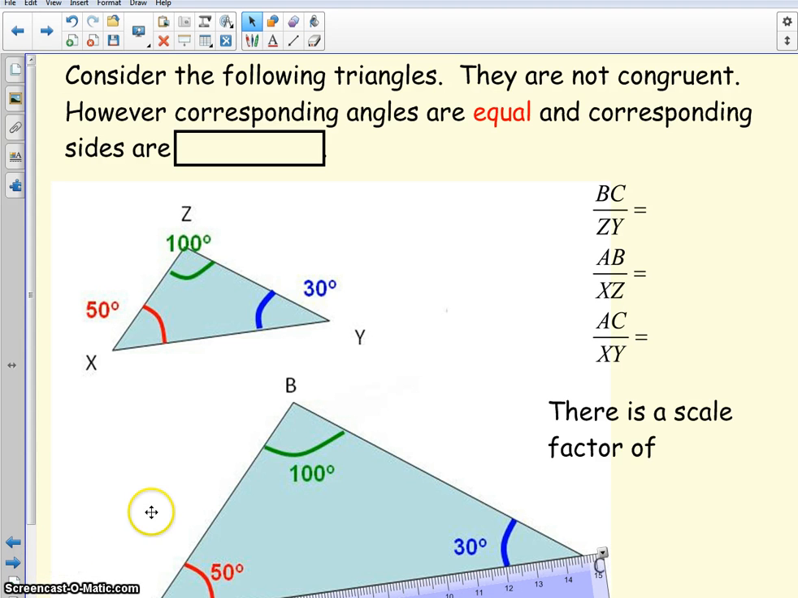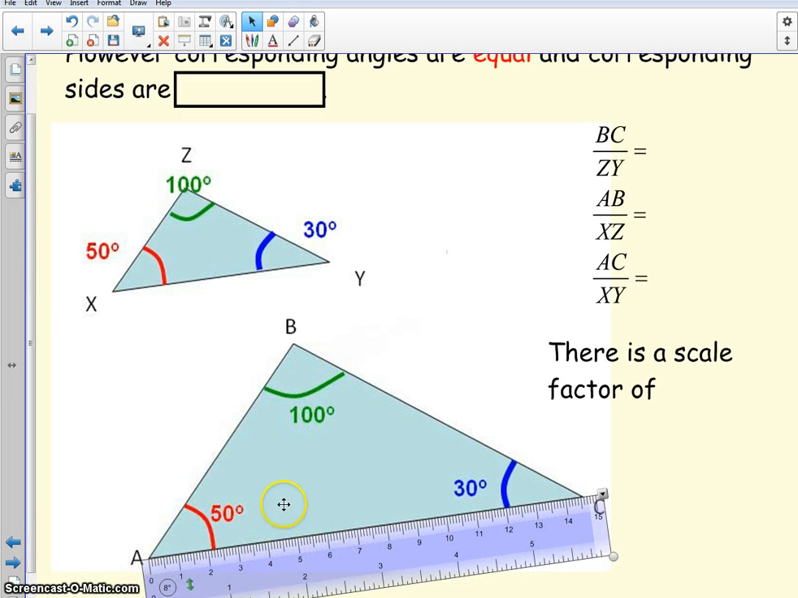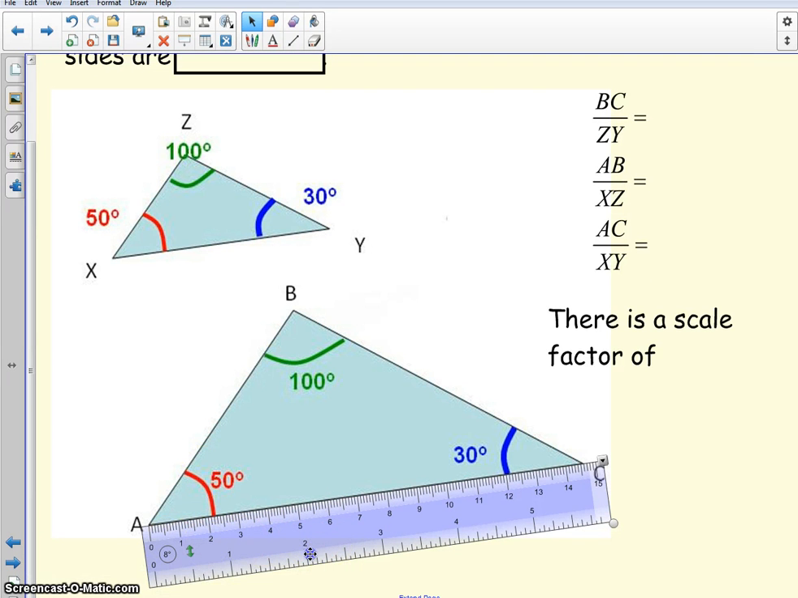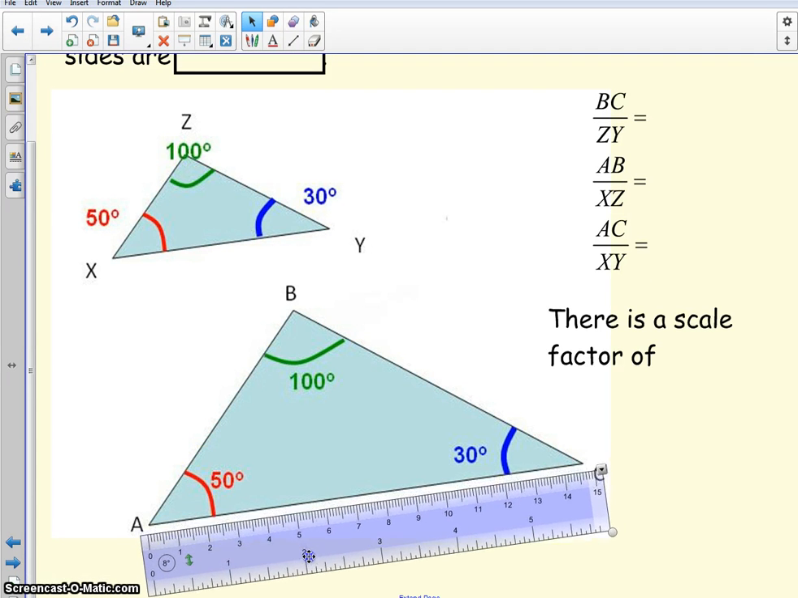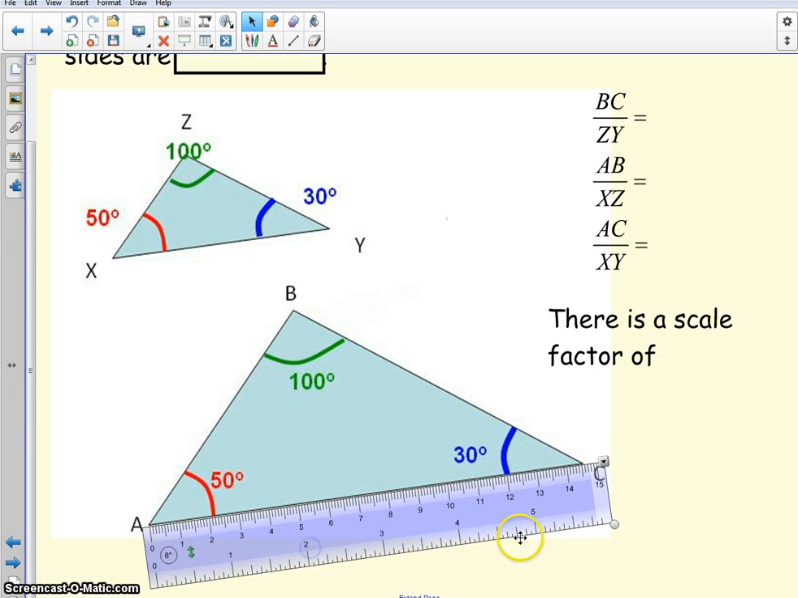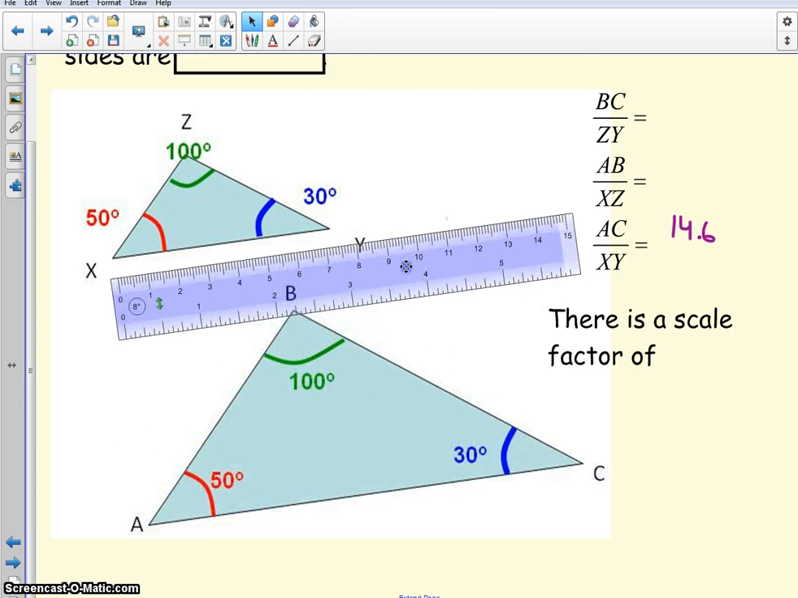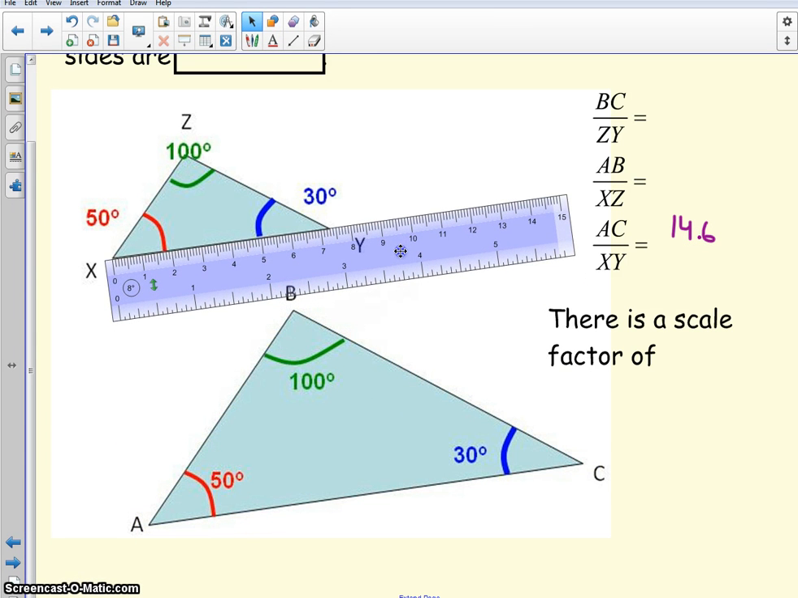Furthermore, if I look at the corresponding sides, I have a ruler on here. You might find it easier to use the page in front of you and your own ruler to measure these lengths, but here on this ruler, if I'm measuring this bottom side AC, it looks like I have a measurement of about 14.6 units. So I'm just going to put that in over here. AC would be 14.6. And I'm going to measure that corresponding side on the other triangle. Measuring this bottom right here, it looks like it's about 7.3. So XY is going to be 7.3.